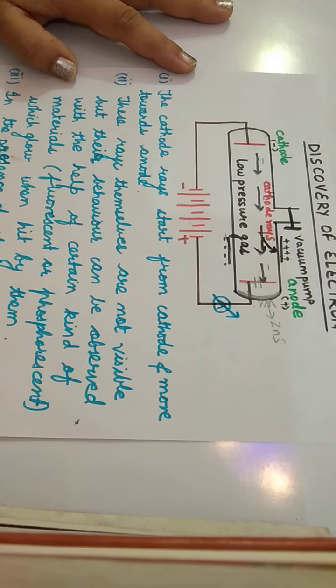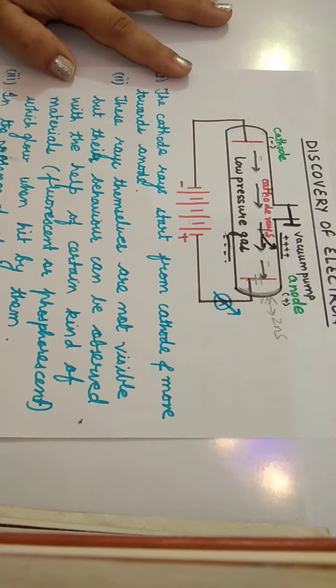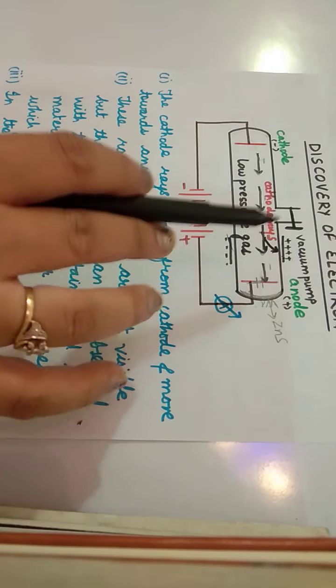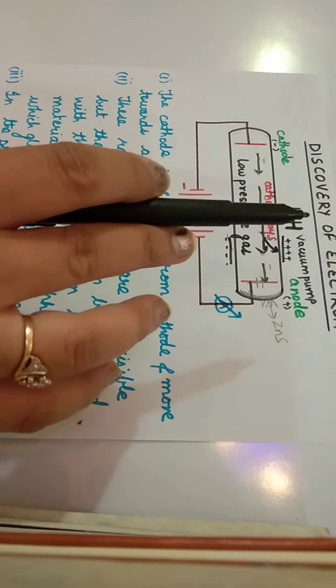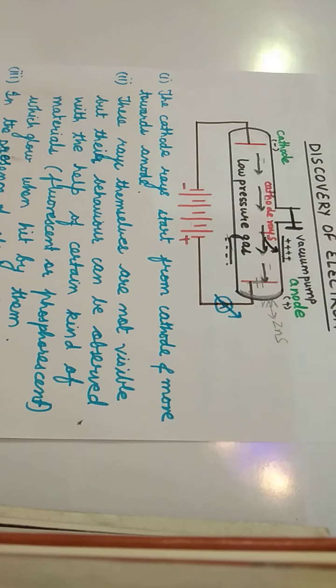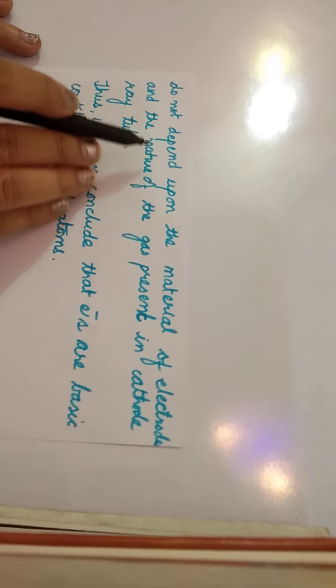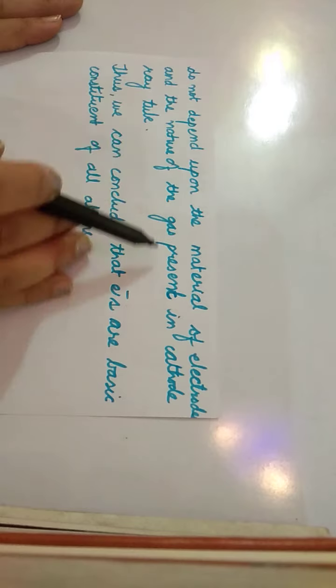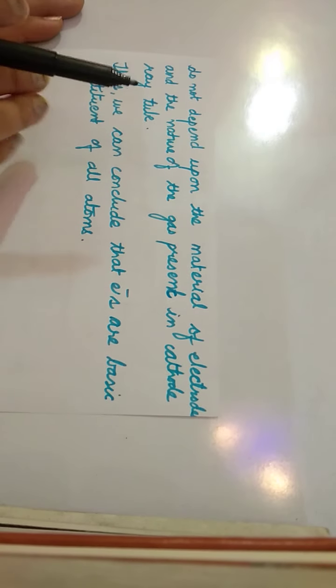After this, what were those particles called? Electrons. That is, the particles of the cathode ray were identified: cathode rays consist of negatively charged particles, and those negatively charged particles are called electrons. After this, children, the characteristics of cathode rays do not depend upon the material of the electrode and the nature of the gas present in the cathode ray tube.